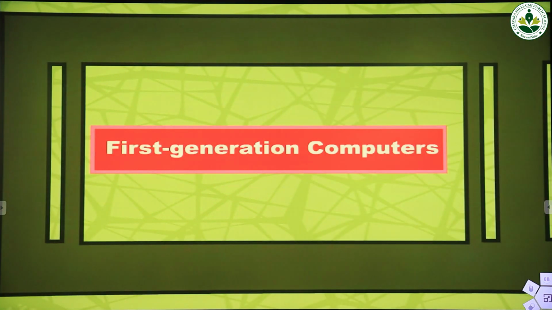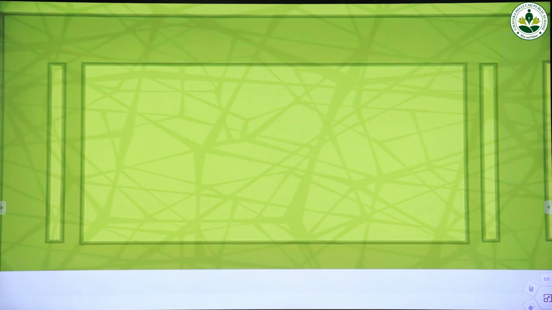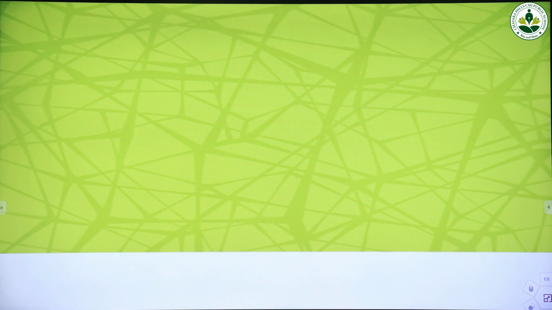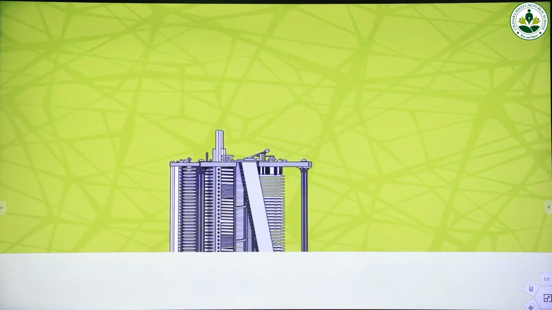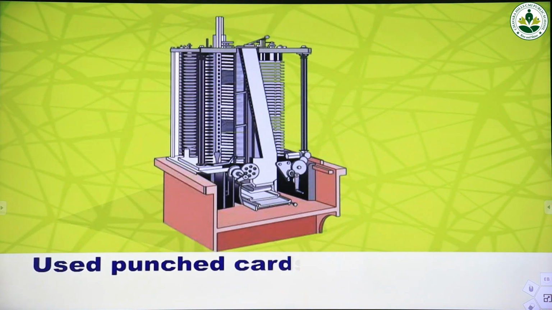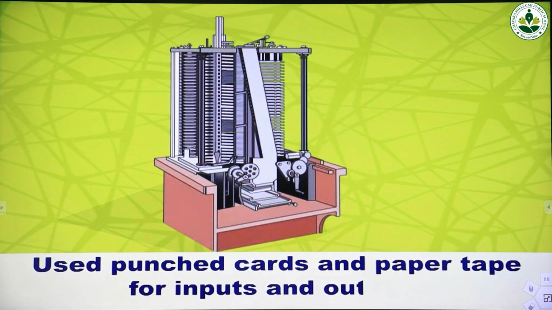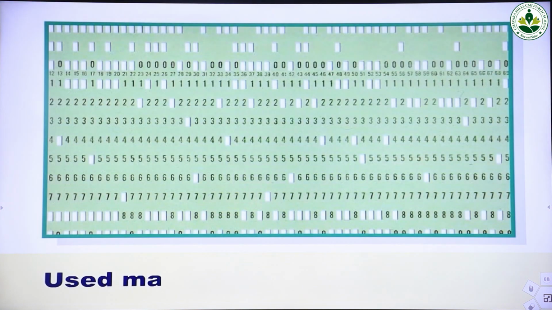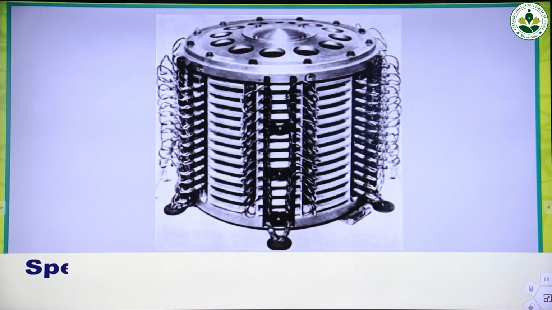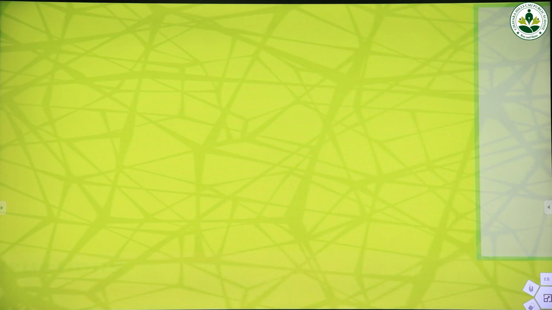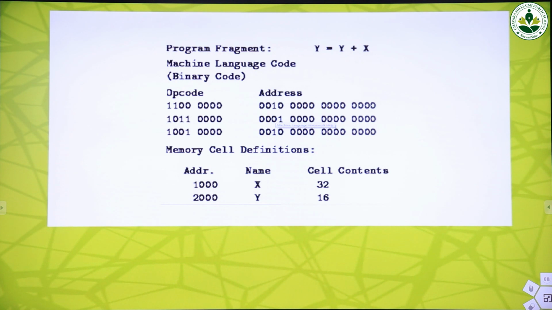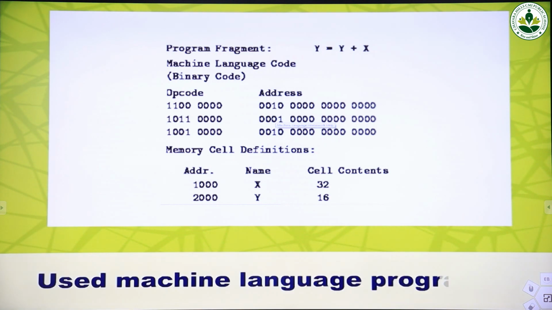The first generation computers had features like: A. They used vacuum tubes. B. Physically, they were very big. They often occupied several floors in a big building and would weigh more than 25 tons. C. They used punched cards and paper tape for inputs and outputs. D. They used magnetic drums for memory. E. Speed was about 10,000 instructions per second. F. Wherever stored programs were used, they used machine language programs.